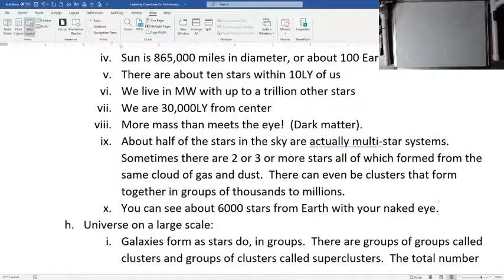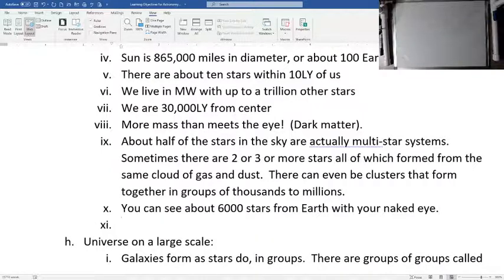You can see about 6,000 stars from Earth with your naked eye. Obviously, if you have a telescope, you can see way, way more than that. But it's a tiny fraction of the few hundred billion stars that are in the Milky Way, right?